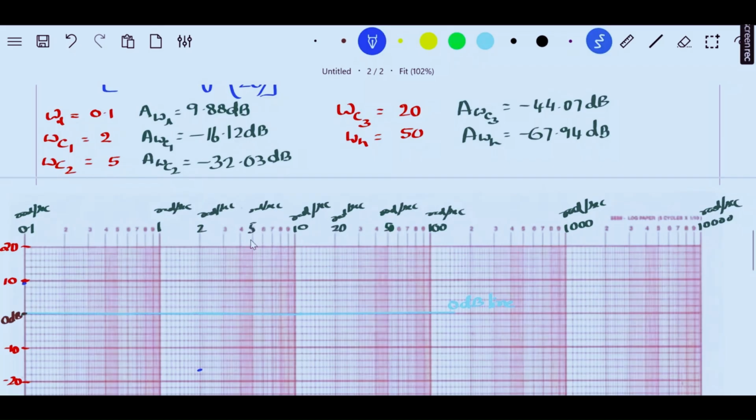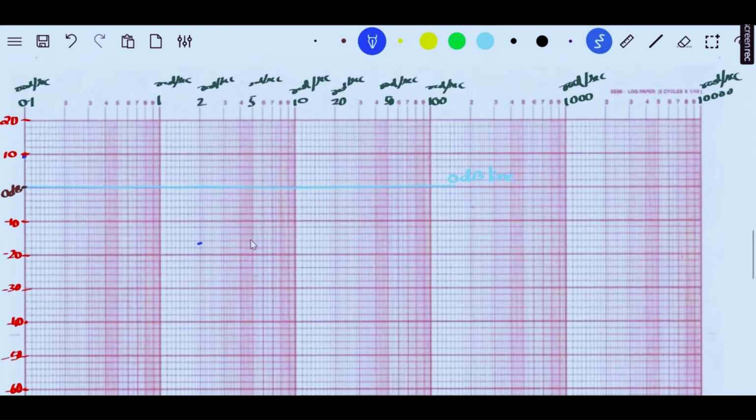5 radians per second, minus 32.03 dB. So minus 32 is somewhere here. This is minus 30, so minus 32 is this. So 5 radians is this, and this is the point.